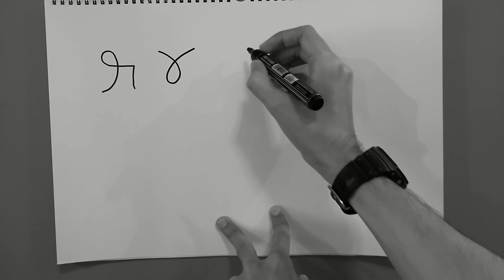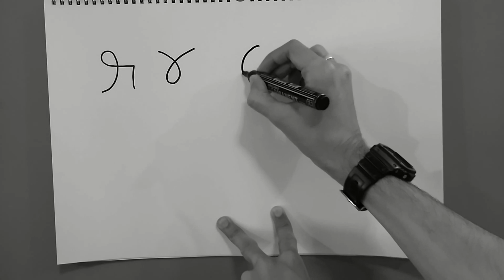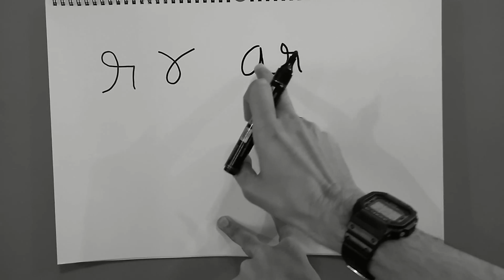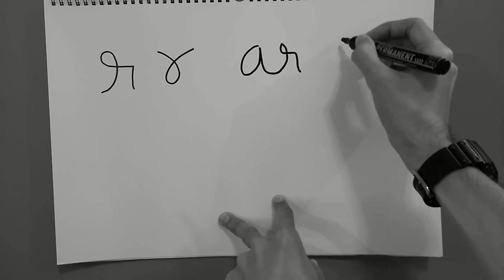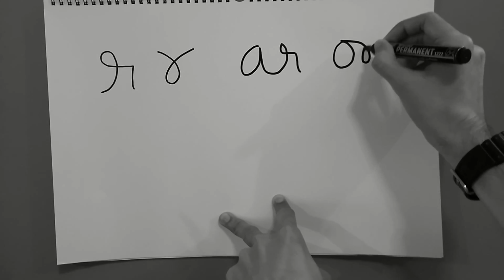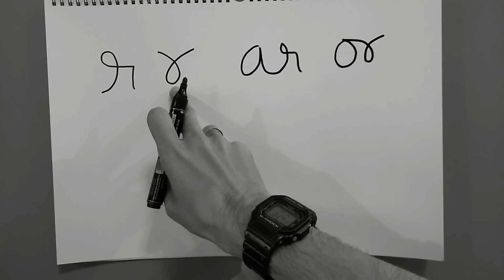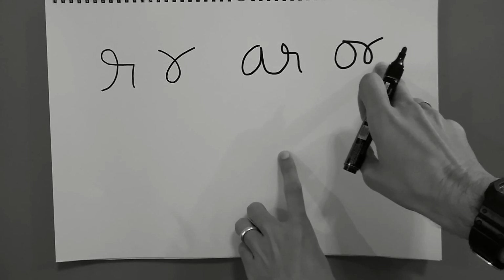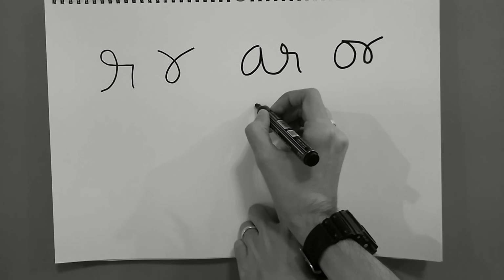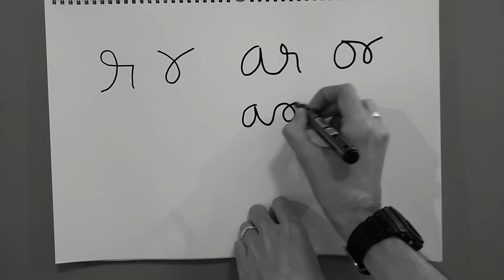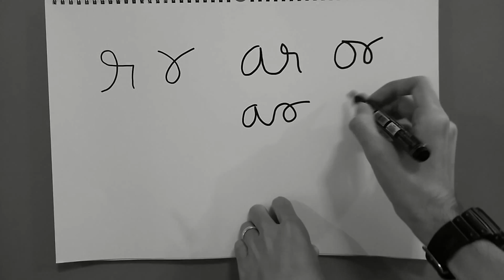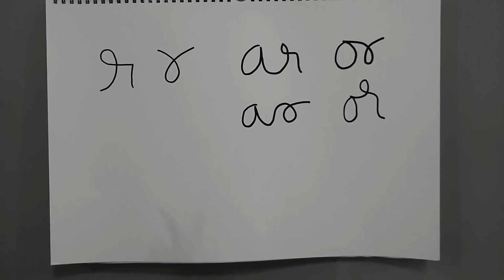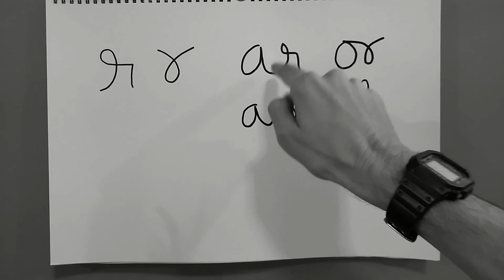So let's take an example of the letter A and R. If I write the letter A and I connect to the letter R, I can choose this formation to connect to letter A. If I'm writing OR, I can use the other formation of the letter R to make the connection. Now there are times where you will use this R for connecting to letter A. Now let's see how it looks. Or this R to connect to letter O.